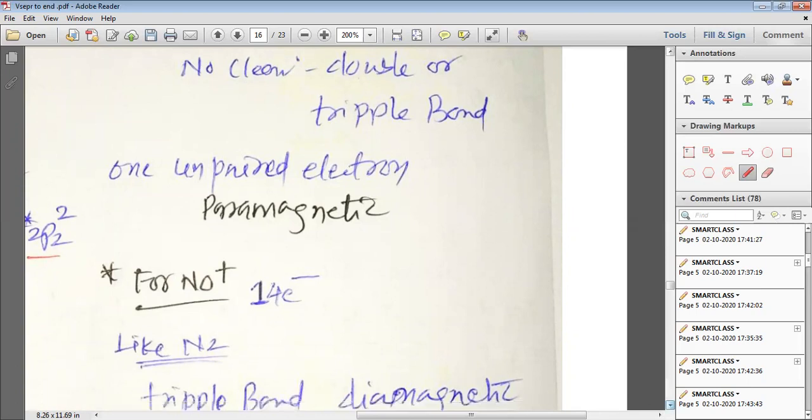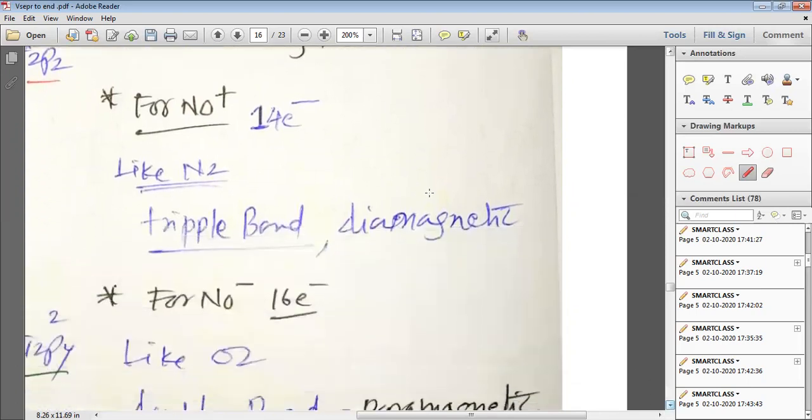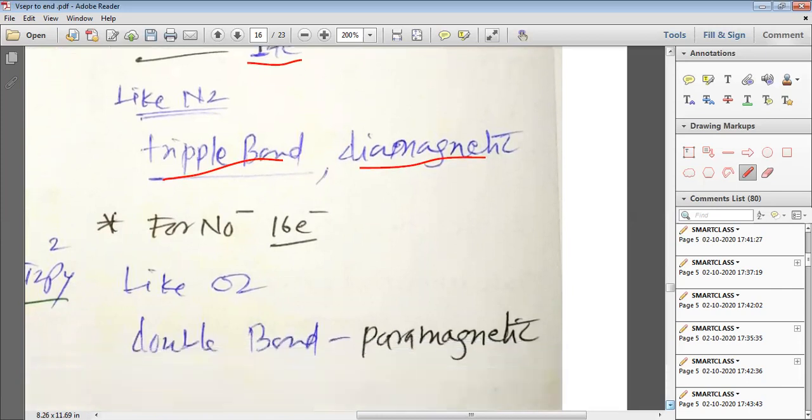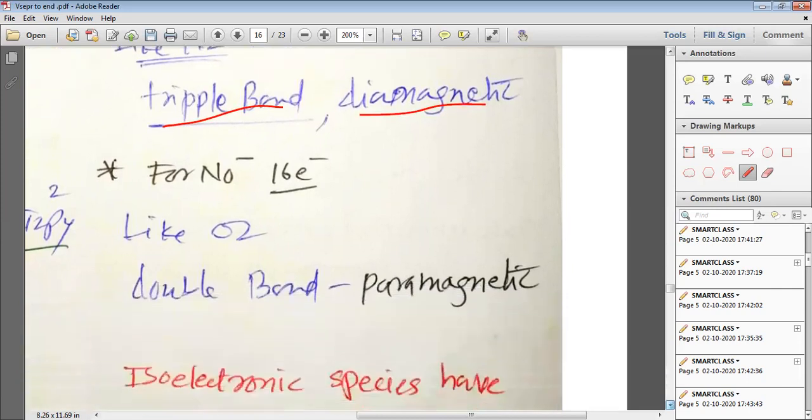Let us first study NO plus. You know, nitrogen has 7 electrons, oxygen has 8 electrons, so total 15. But due to the plus 1 charge, 1 electron is removed, and in total we have 14 electrons. This is very similar to nitrogen. So NO plus will have, exactly like nitrogen, a triple bond, and it will be diamagnetic in nature. So now you can easily predict by looking at the number of electrons.